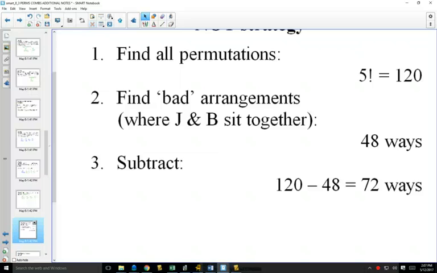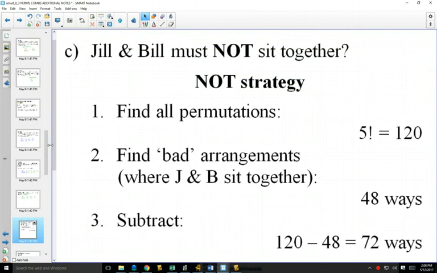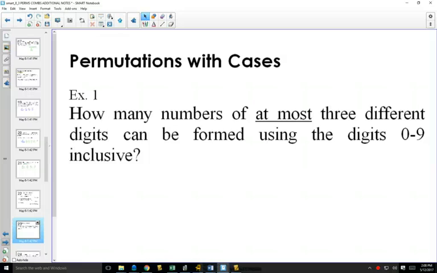And so this is the not strategy, where sometimes it's easier to count the bad ways and subtract it from all the ways than it is to count something directly. And I call it the not strategy because it often comes up in questions like this one, where Jill and Bill must not sit together. So then you think of the opposite, and that might be easier to count. Okay, we're going to leave permutations with cases until Tuesday.